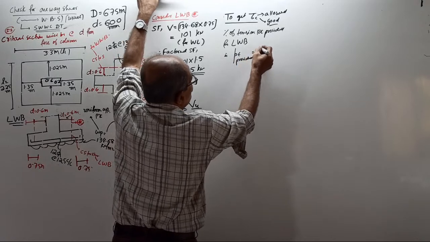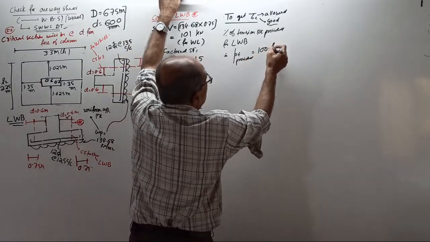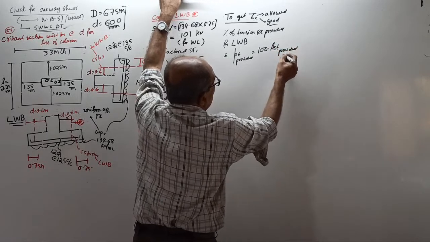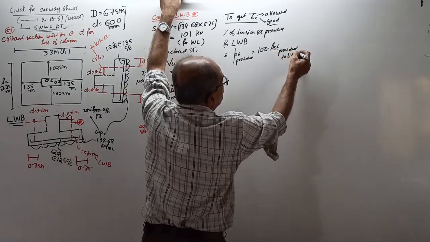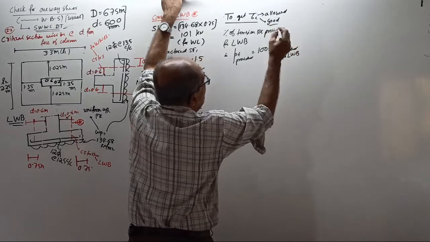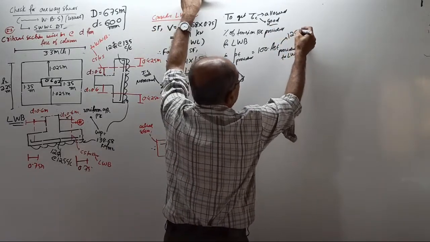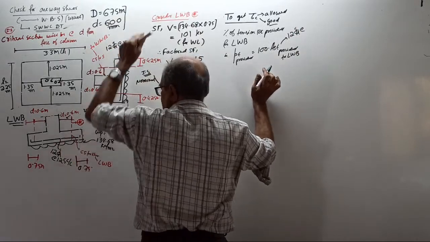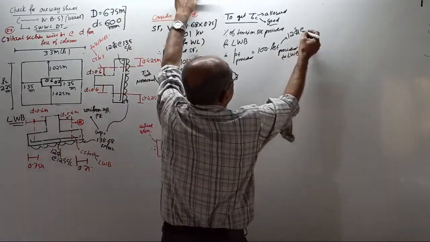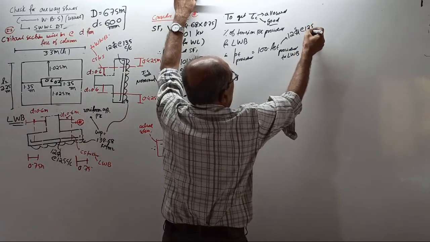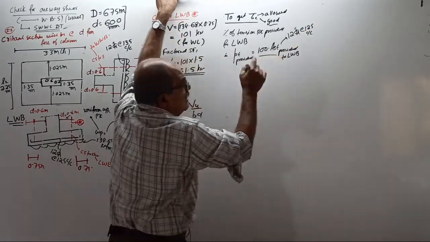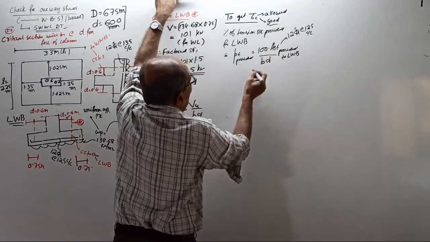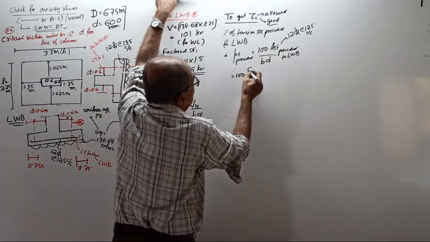PT provided equal to 100 into AST provided. AST provided for what? For lengthwise bending. Remember, it is 12 torr at 125 center. But that you cannot use. We want AST provided. That is understood. Divided by BD, or equal to 100 into.